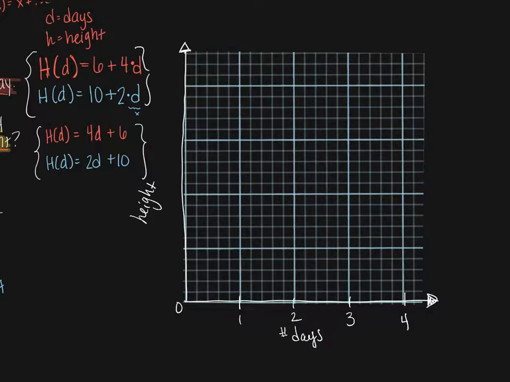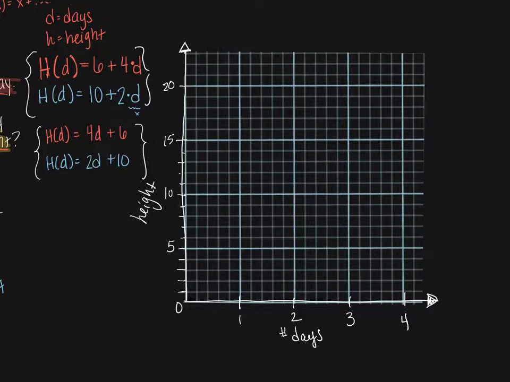And I know that they started at 6. So let's do each one of these as 1, 2, 3, 4, 5, 6, 7, 8, 9, 10, 11, 12, 13, 14, 15, and 20. Okay. All right, let's look at graphing this guy.